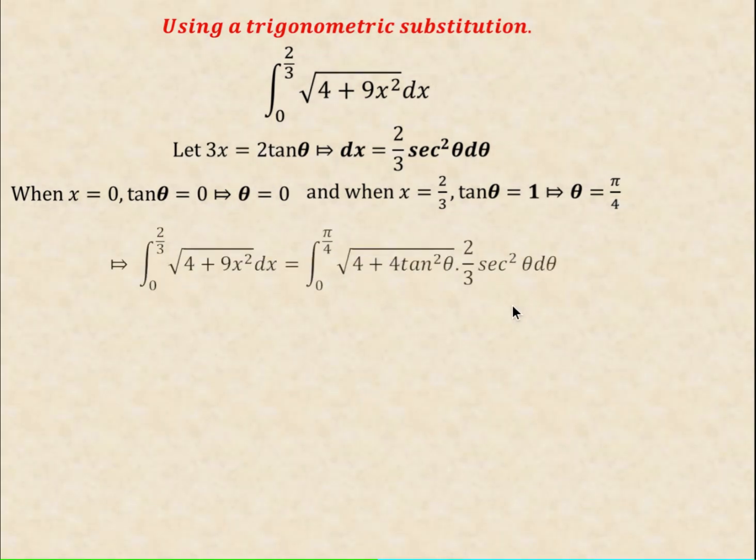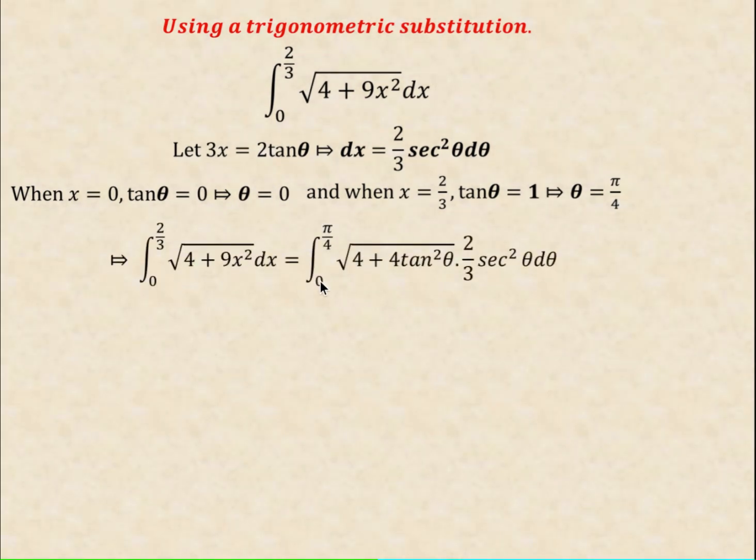We can then proceed to do the substitution, where the integral now becomes integral from 0 to pi over 4 of the root of 4 plus 4 tan squared theta times 2/3 sec squared theta d theta. Remember, 2/3 sec squared theta d theta is the replacement for the dx, while 3x is being replaced by 2 tan theta. So 9x squared being the square of 3x, it means that that term will now be replaced by 4 tan squared theta.